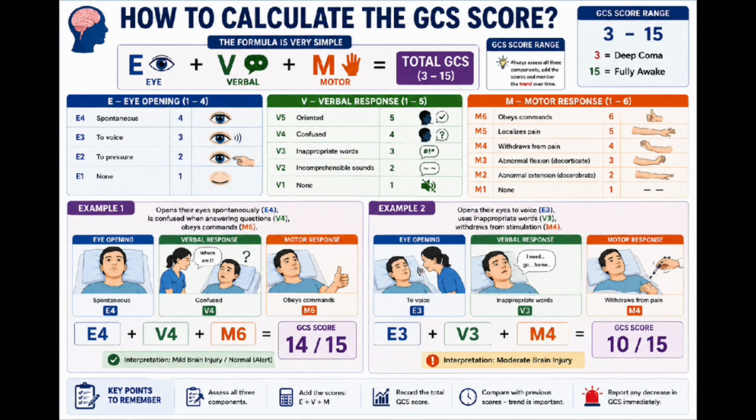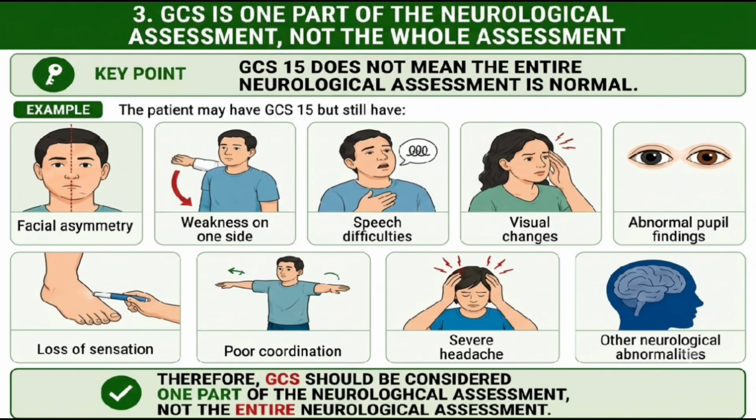GCS 15 does not mean the entire neurological assessment is normal. Another important point for nurses is that a GCS of 15/15 does not necessarily mean that the patient's entire neurological assessment is normal. For example, a patient may have a GCS of 15 but still have facial asymmetry, weakness on one side, speech difficulties, visual changes, abnormal pupil findings, loss of sensation, or poor coordination. Therefore, GCS should be considered one part of the neurological assessment, not the entire neurological assessment.